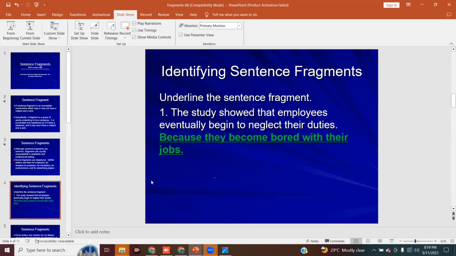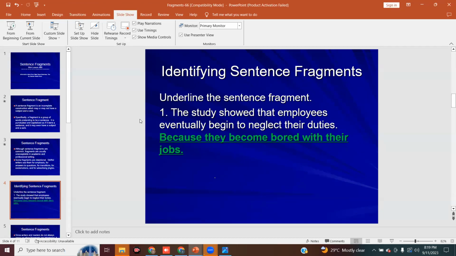Punctuation. No. It doesn't have a what? Subject? It does. Someone said it doesn't have a what? Subject? It does not have a subject. Where's the subject? Because they become bored with their jobs. Who's they? Who's they?